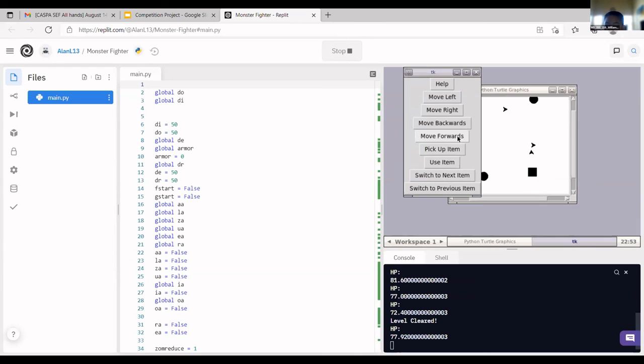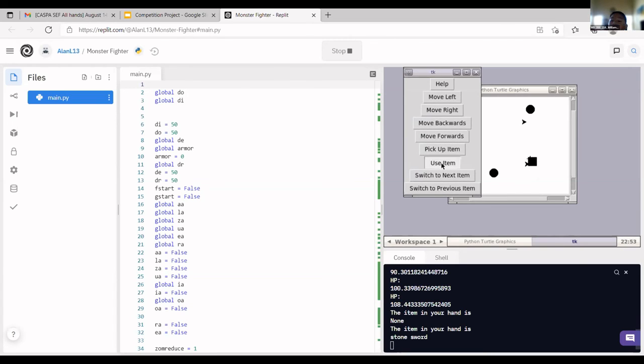The second level item is bread. You can pick it up. You can switch to the bread. You can use it to gain your HP. And then you can switch back to the stone sword and defeat all the monsters. As you can see, these circles are skeletons. They're different from zombies, but they're also monsters that try to attack you. So let me just get rid of all these monsters.